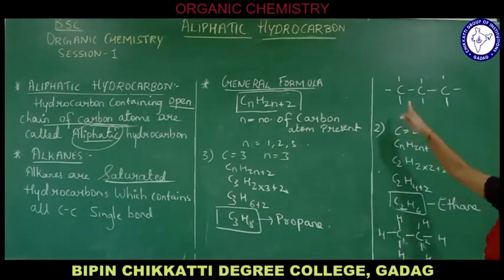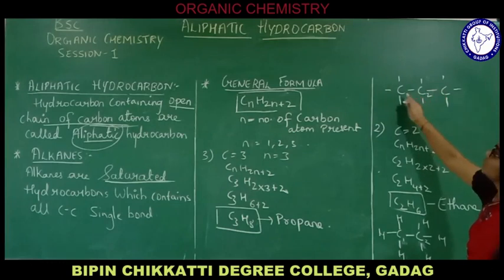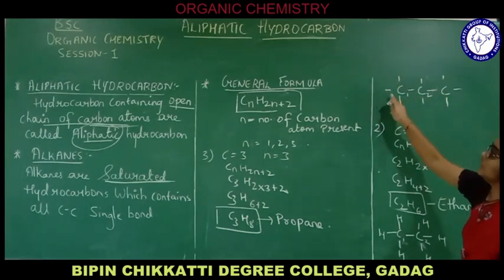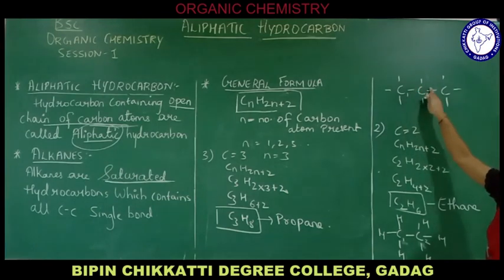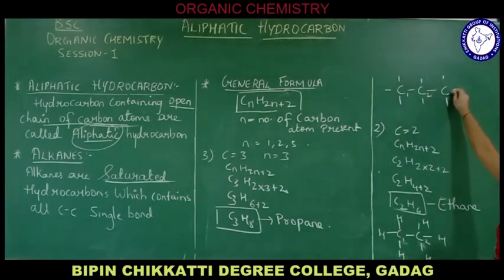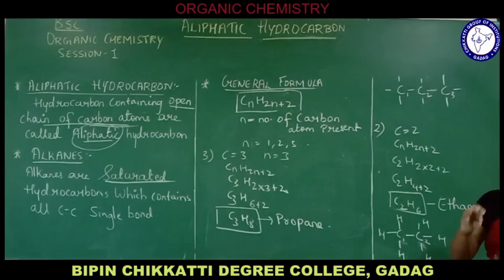This first carbon atom is combined with the second carbon atom, so 1, 2, 3, 4. Let's talk about the second carbon atom. Here also the valency of carbon should be 4, not more than 4, so 1, 2, 3, 4. Third carbon atom, in a similar way, 1, 2, 3, 4. This is how the bond formation takes place between the carbon-carbon atoms, and the remaining bonds you need to satisfy with hydrogen atoms.